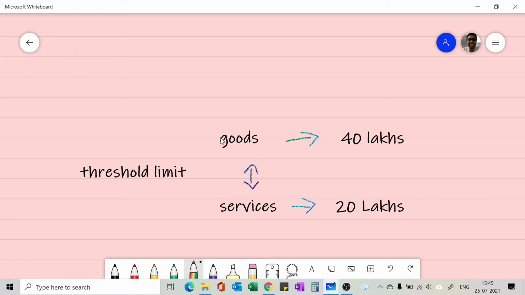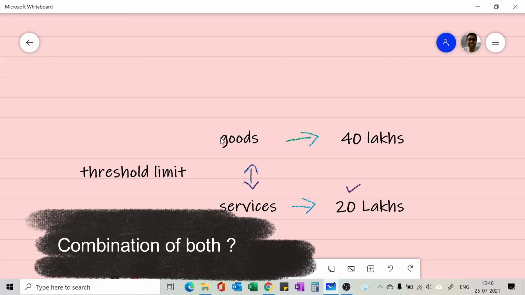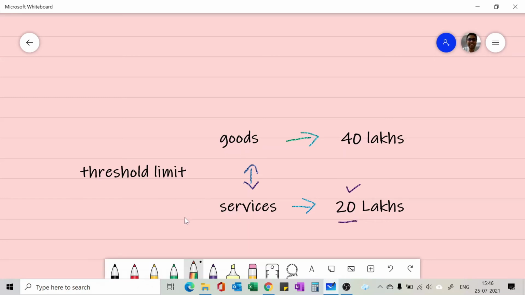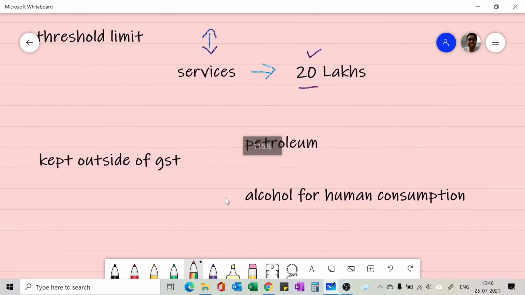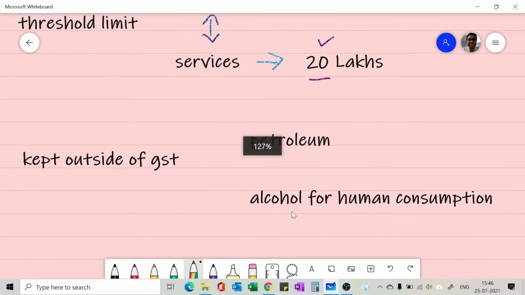Now let us say a person is supplying both goods and services. Which limit applies? It is 20 lakhs. After 20 lakhs he has to register. Registration details we'll go through in deep dive sessions later.